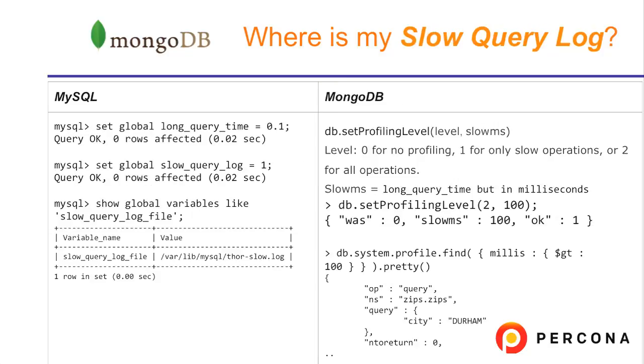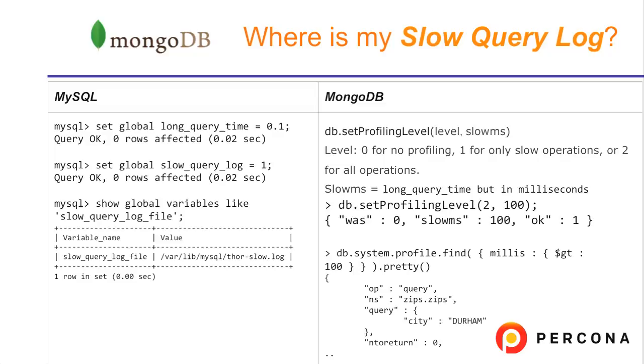All right. So now, where is my slow query log? In MySQL, we do this. We do long query time. We do slow query log. In MongoDB, we set the profiling level. It's basically very similar to placing the slow query log in a table.